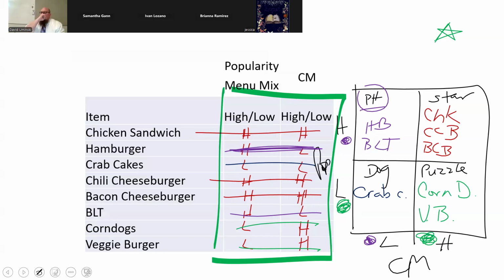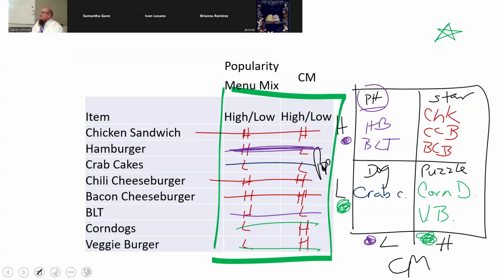Let's look at our dogs, crab cakes. If we have a dog on our menu, like in this case crab cakes, do we just get rid of it? It's going to make us a little bit of money, because it's just below the average contribution margin. So it's still making us money. We don't lose money on it unless we order so many ingredients and don't sell it that often that we have to throw product away. Is crab a cheap ingredient? We're not talking imitation crab, we're talking about real crab. It's not a cheap ingredient.